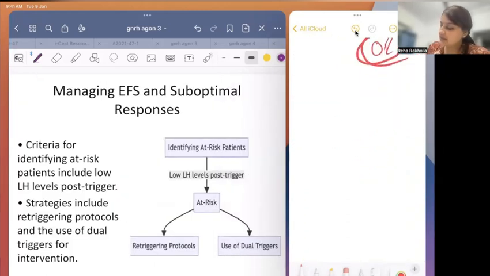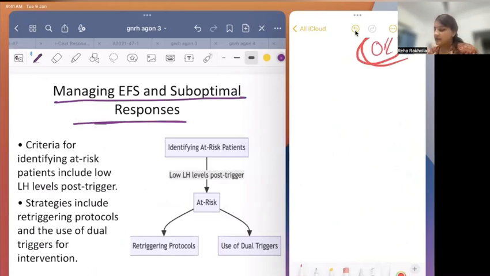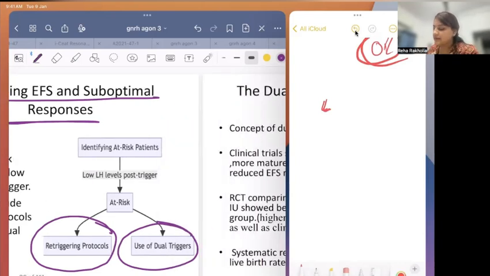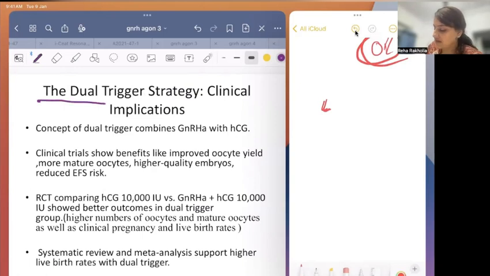Then managing EFS and suboptimal response. We'll identify at-risk patients, like low LH level post-trigger. So either we'll do a retrigger protocol as we have already discussed, or we'll use a dual trigger for them. First we'll identify, I have told you now who all to see, what all to see. If the patient is at risk, either we'll give a retrigger protocol or use a dual trigger. Then dual trigger strategies, clinical implication.